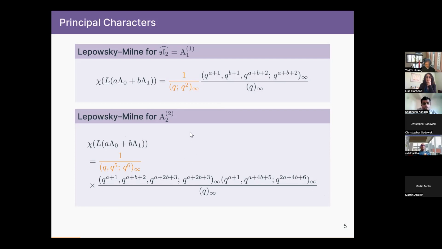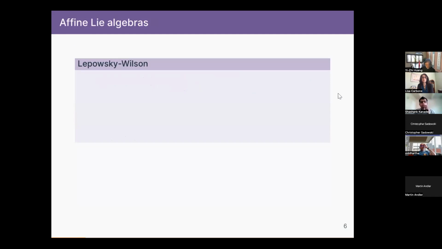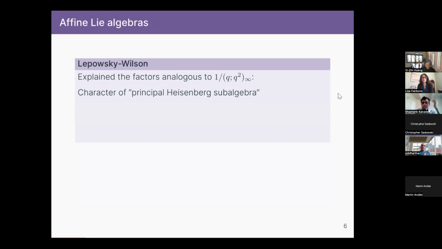Anyway, the point is this factor here, it's there in every integrable module, and it depends only on the Lie algebra that you're talking about. So it's a natural question to understand, what happens if I delete this and the real meat is here? Can we understand that? And this is exactly what Lepowsky-Wilson did. They explained these types of factors. This is really the character of a principal Heisenberg subalgebra.